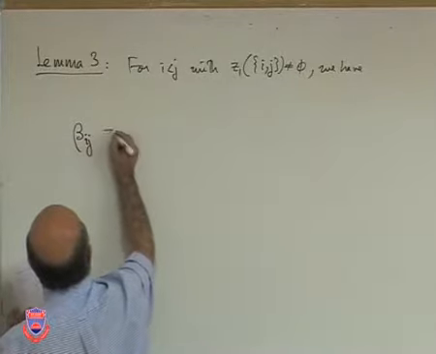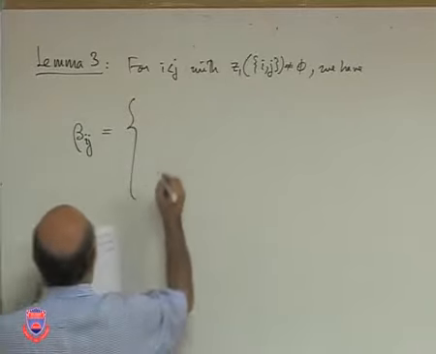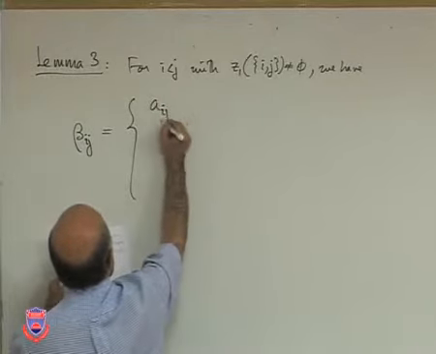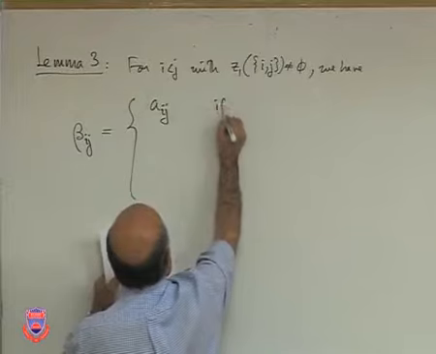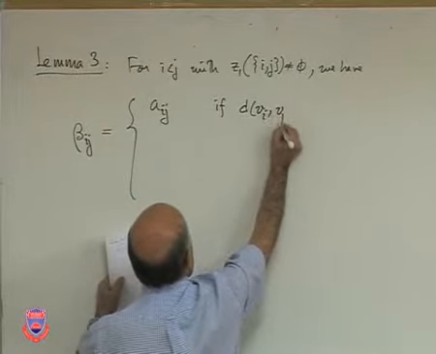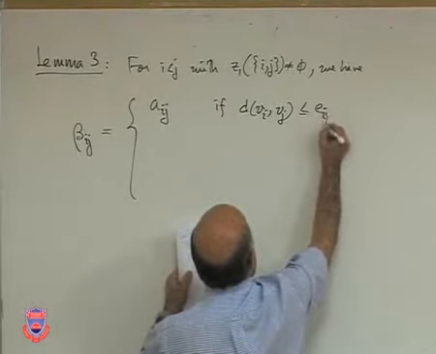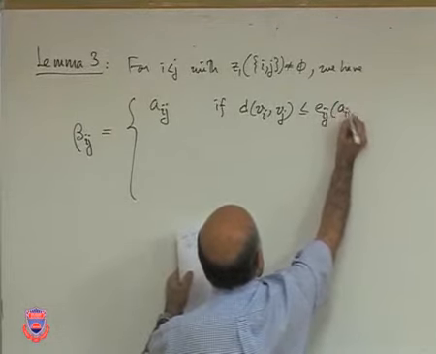The computation of beta ij. This will be either aij if the distance between i and j is less than or equal to Eij of aij.